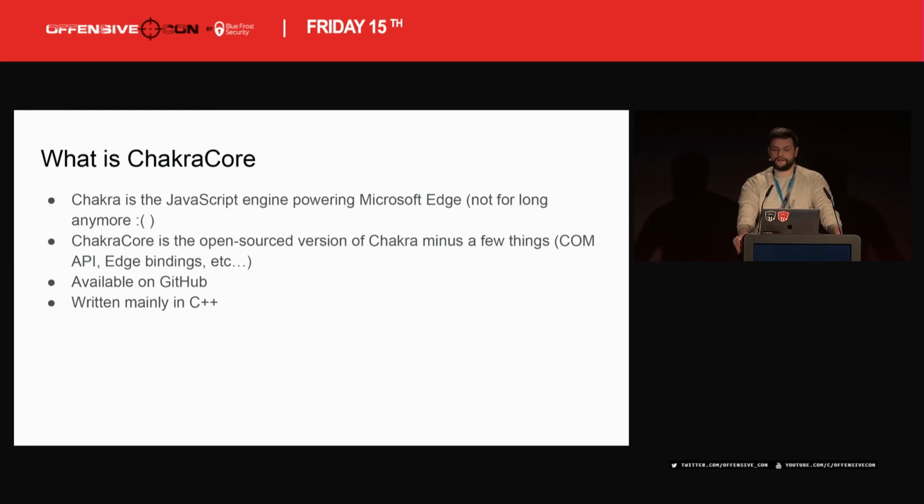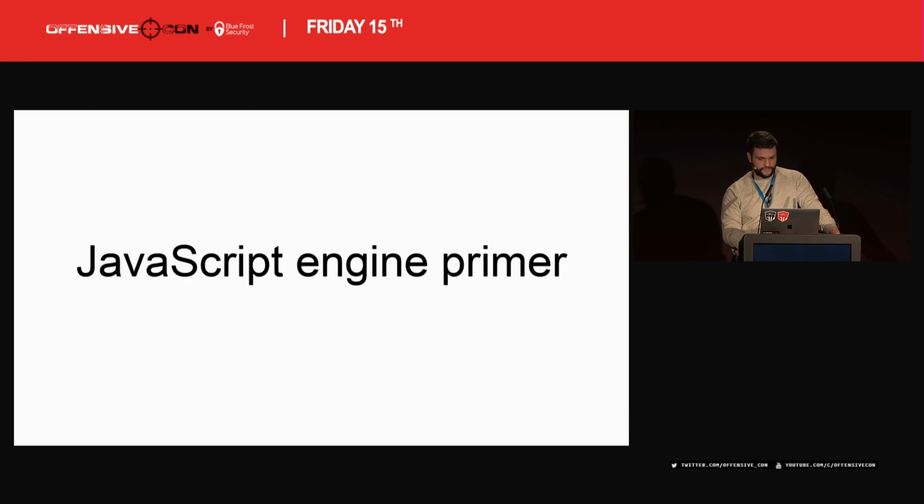So quickly, what's ChakraCore? The default browser on Windows 10 today is Microsoft Edge. The JavaScript engine inside it is called Chakra. ChakraCore is basically the open source version of Chakra, so it's like 95% of Chakra. You have a few things that are not open source, like the COM APIs, the Edge bindings, and everything. ChakraCore is available on GitHub, and it's written mainly in C++. And yeah, that's about all we need to know.